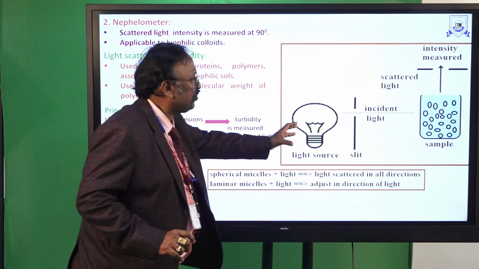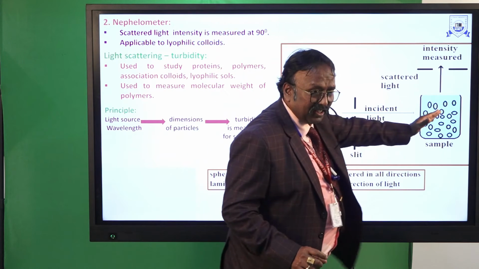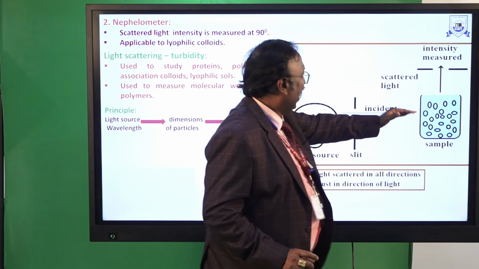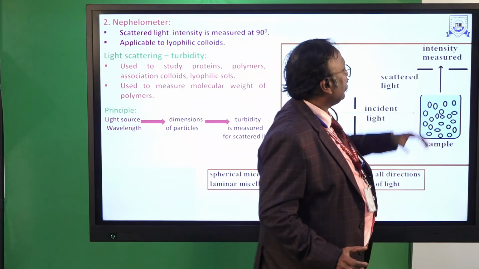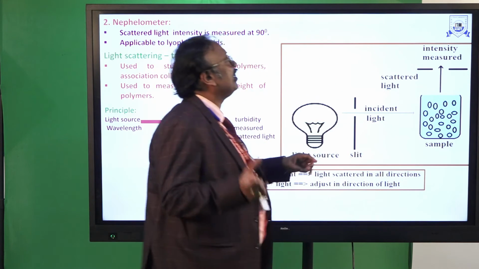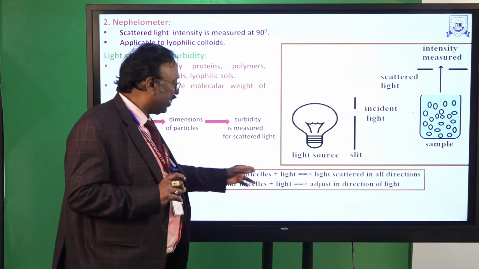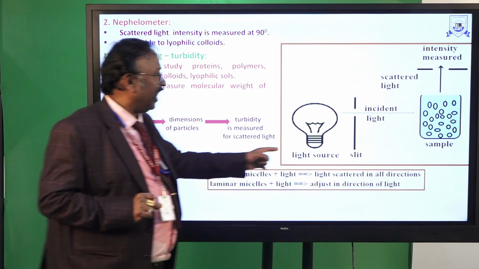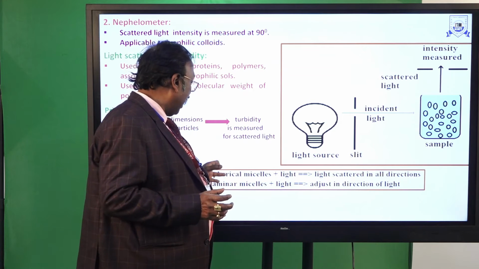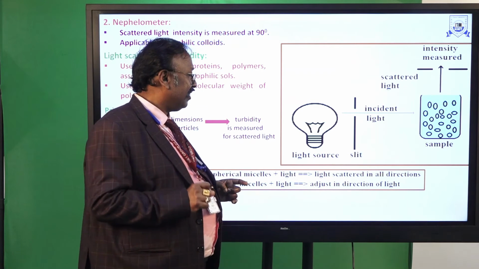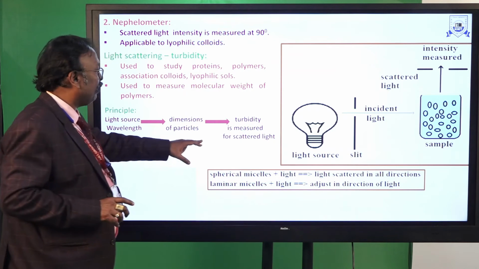Here the light source gives incident light that falls on the colloidal sample, and how much scattered light intensity is measured depends on the scattered light. For a spherical micelle, light is scattered in all directions. But for a laminar micelle, the light changes direction. That is the difference; this one is the nephelometer.